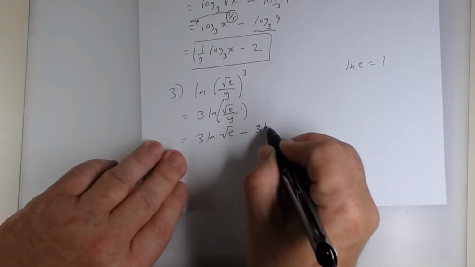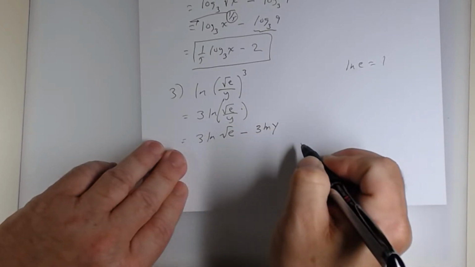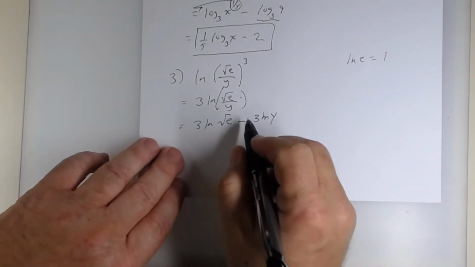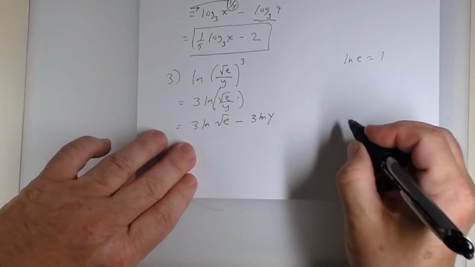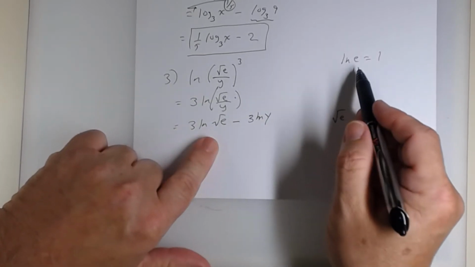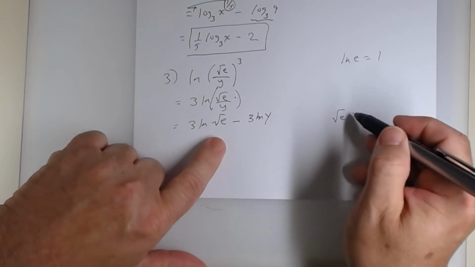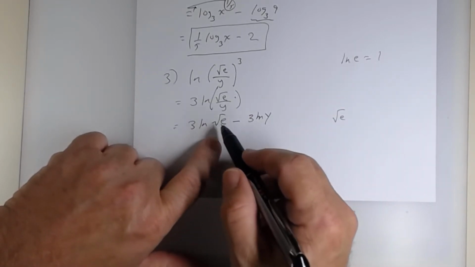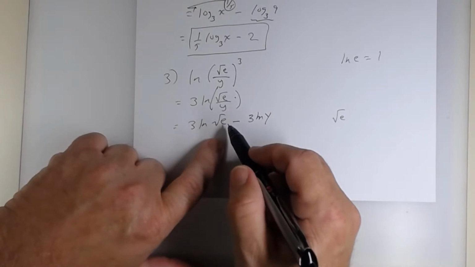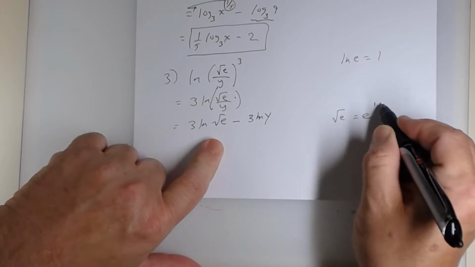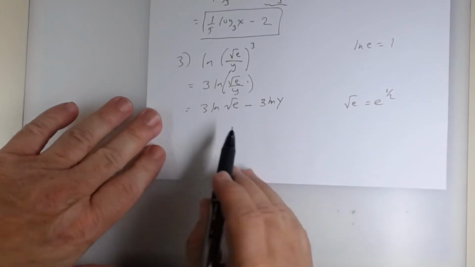3 natural log of y, correct? Yes. Okay. What else can you do with the square root of e? No, be careful. The natural log of e is 1. Remember, the natural log of e is 1, but that's not the natural log of e here. That's the natural log of the square root of e. You have to rewrite the square root of e as e to the 1/2. Okay, so now look what happens.